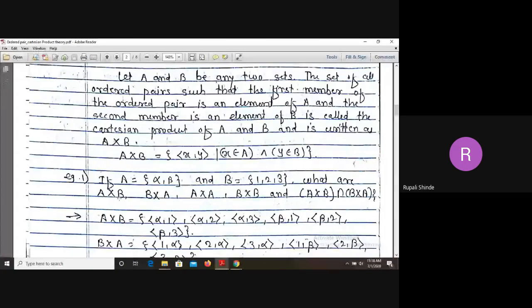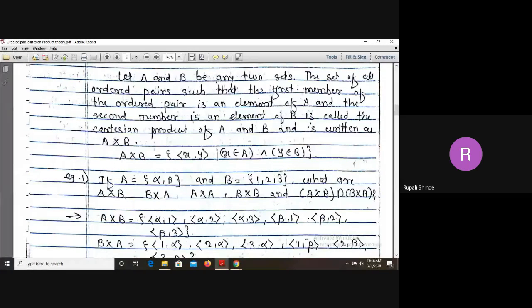Okay. Now, what do we have to do? We have to find out such ordered pairs whose first element is from set A and second element is from set B. Okay. Now consider the first element from set A and that element is alpha. So how can we write the ordered pair? First one is alpha comma 1, then alpha comma 2, alpha comma 3.